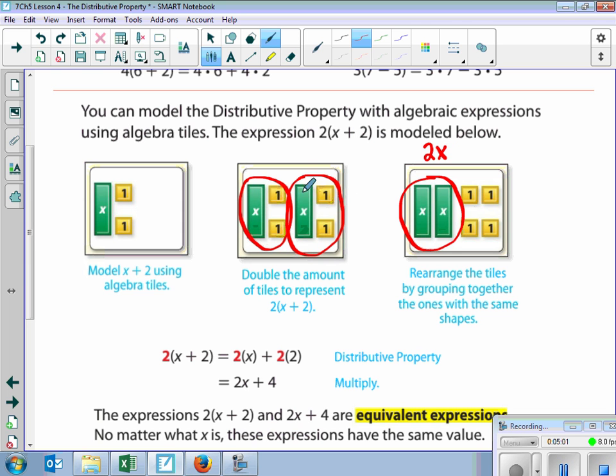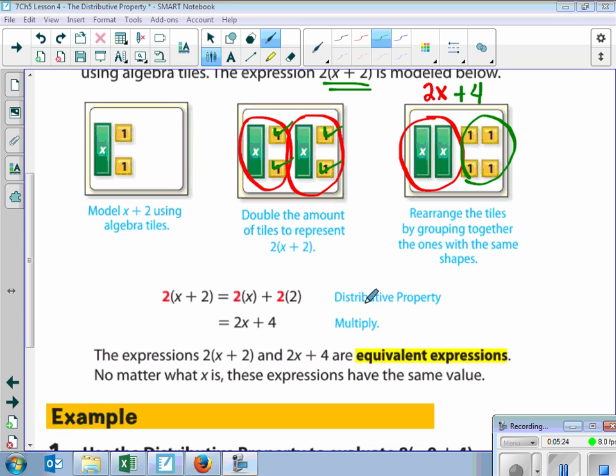How many ones do I have? I have 1, 2, 3, 4 ones. So that is going to be plus 4. So the expression 2x plus 4 is the same as 2 times the quantity x plus 2. So here, this says the 2 times the quantity x plus 2 is equivalent to 2x plus 4. This and this are equivalent expressions.